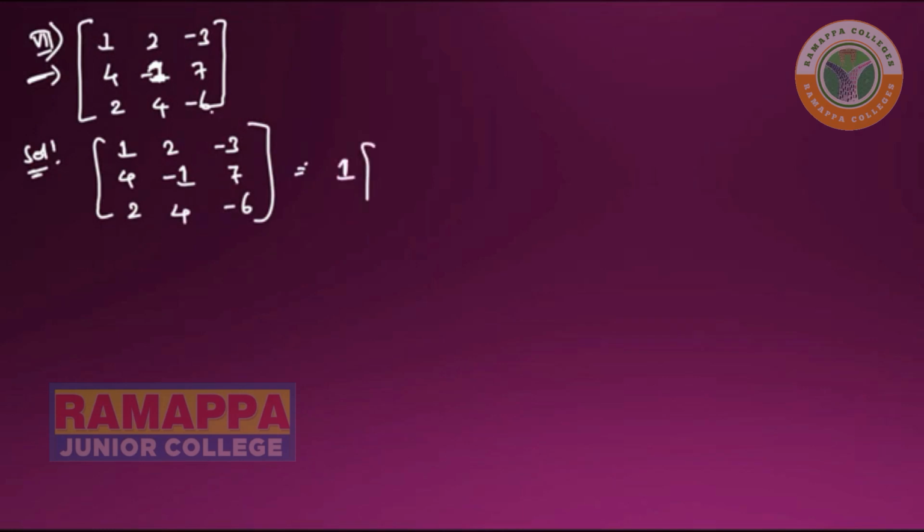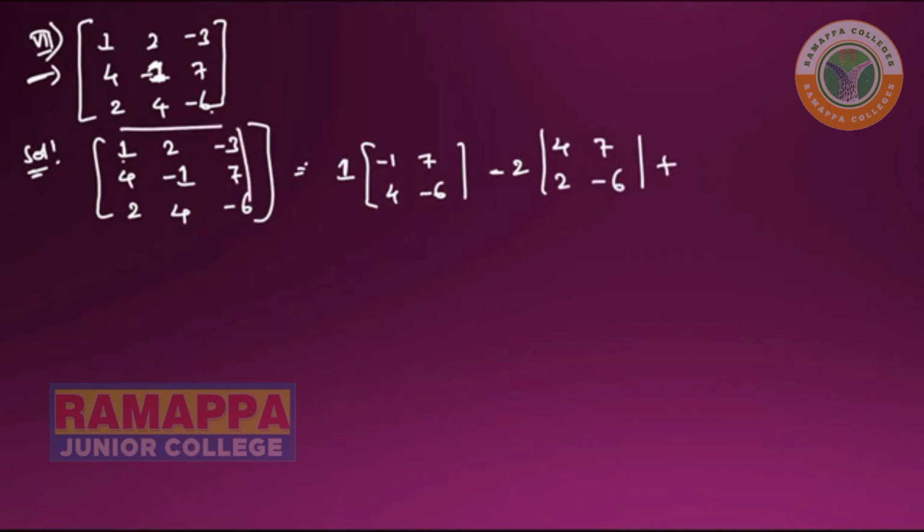So 1 into minus 1, 7, 4, minus 6 will come, and again minus 2 into 4, 7, 2, minus 6 will come here, plus again minus 3 into, what will come here? 4, minus 1, 2, 4 will come here.